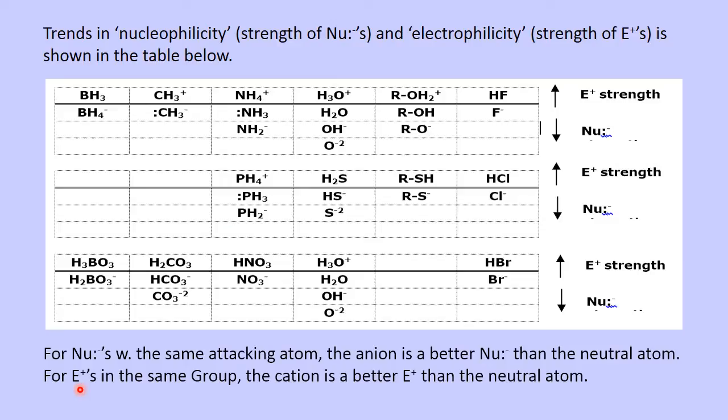For electrophiles in the same group, the cation is a better electrophile than the neutral atom. So, for example, consider and compare hydronium and water. Now, water can be both nucleophilic or electrophilic. It would be a weak electron acceptor as an electrophile, whereas hydronium would be a strong electron acceptor because it's positively charged. It's the cation.